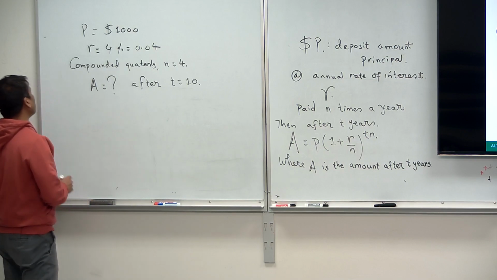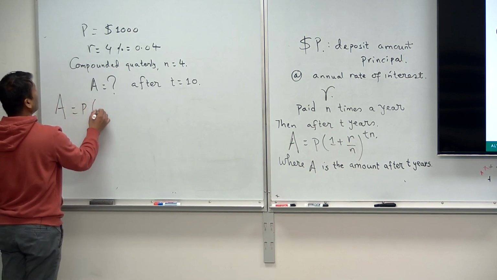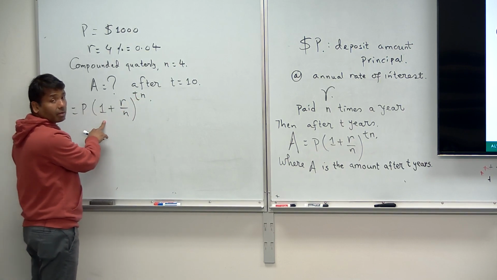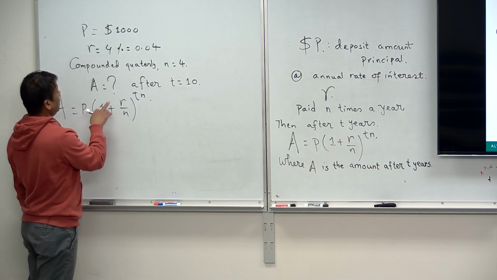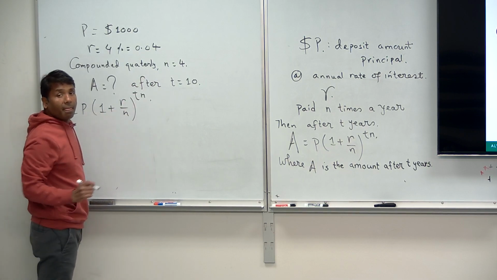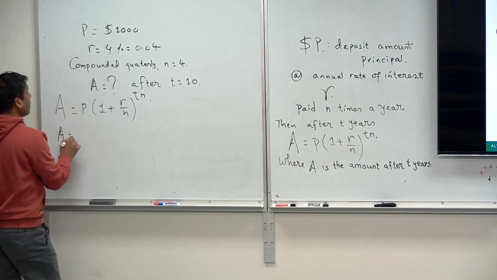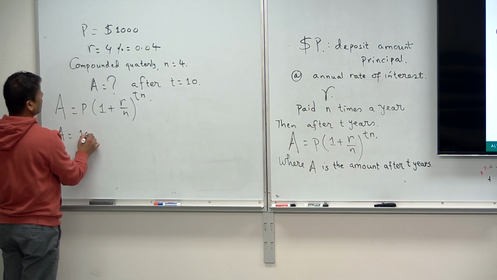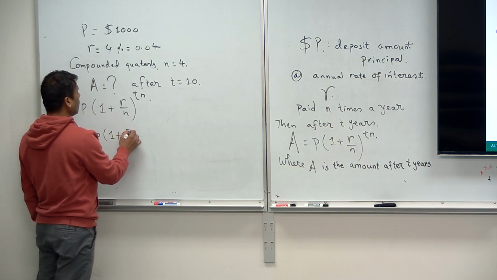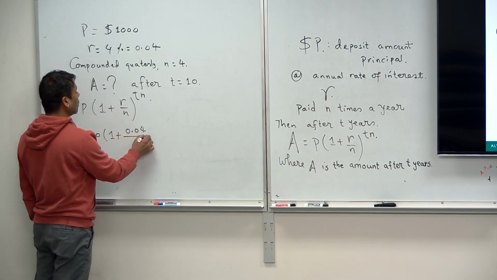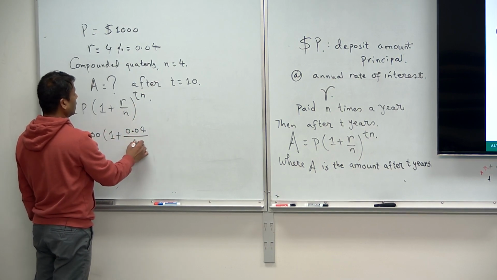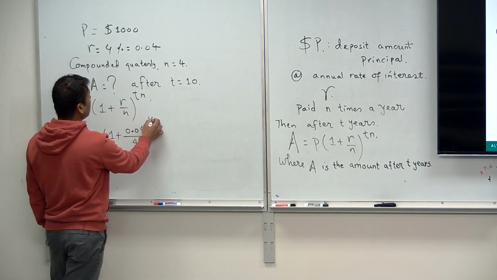So you just plug into the formula. You know the formula is A equals P times 1 plus R over N, raised to the power Tn. You have all the information on the right side: you know the value of P, R, T, and N. You plug in here. So A equals 1,000 times 1 plus R is 0.04 over N, what is the value of N? 4, raised to the power T is 10, times 4.